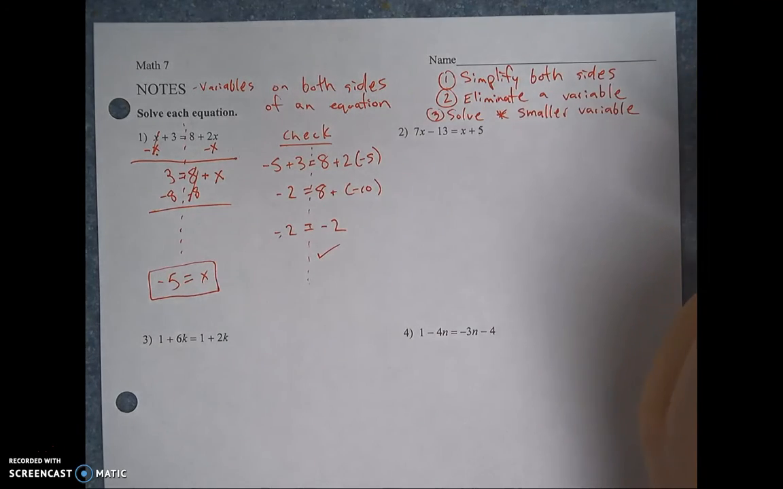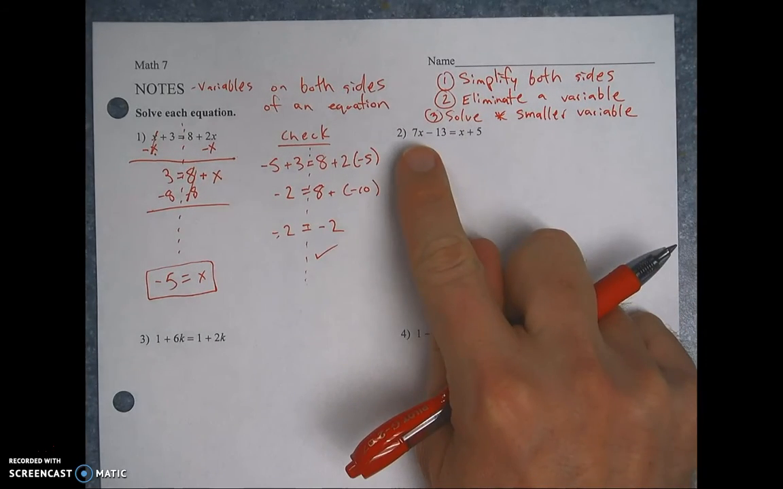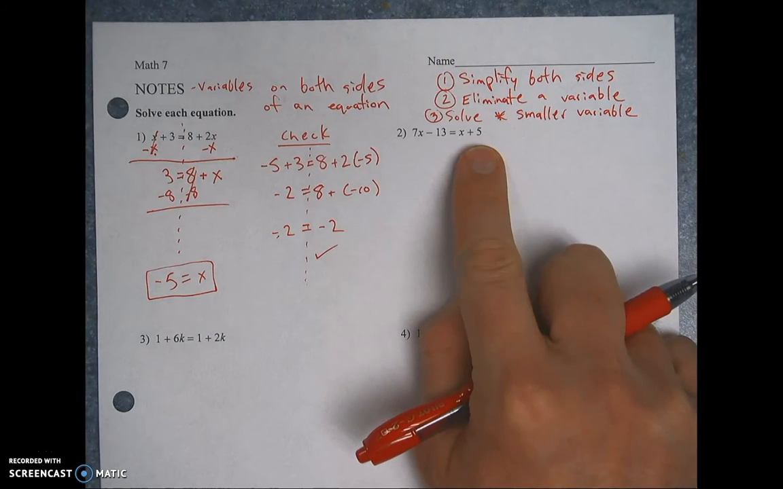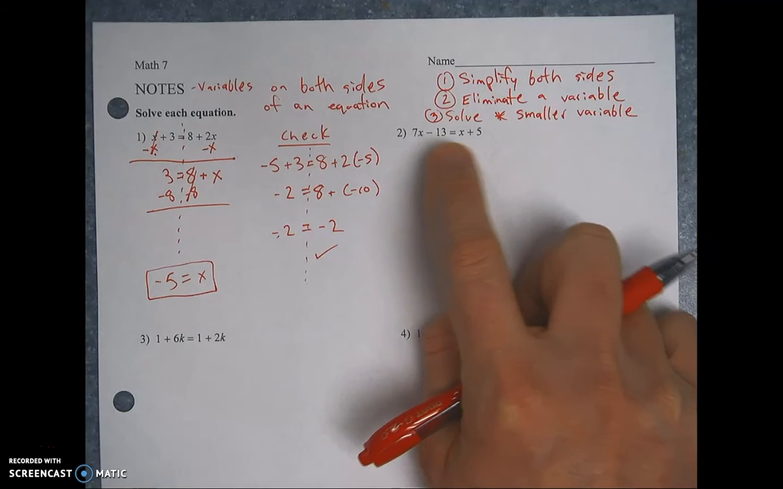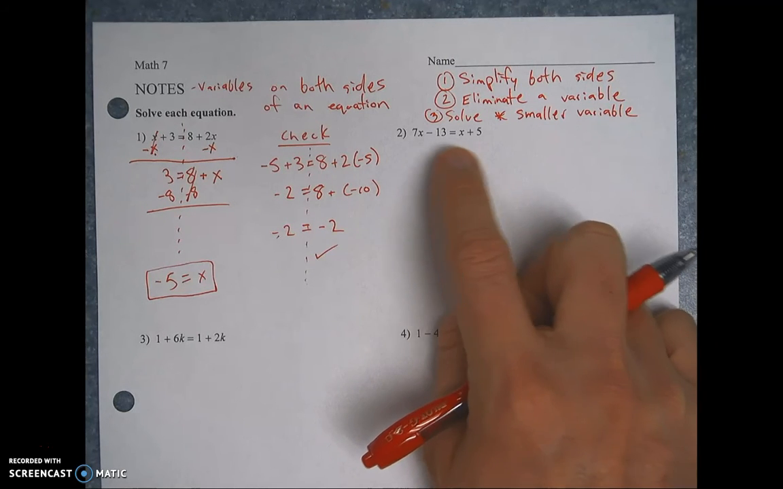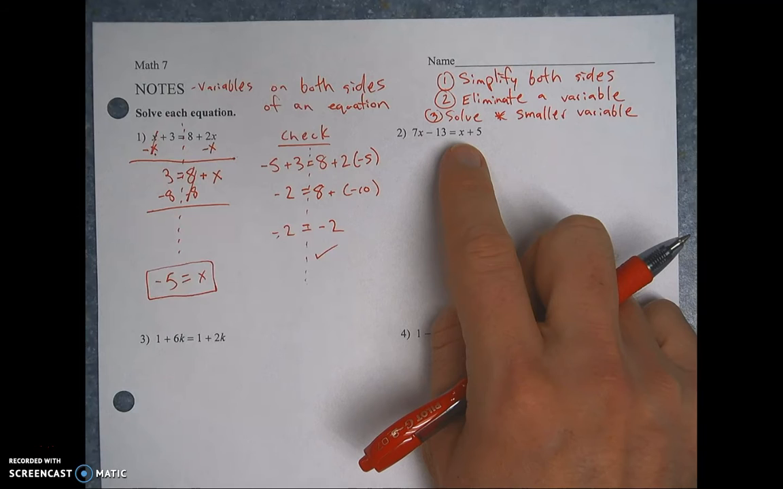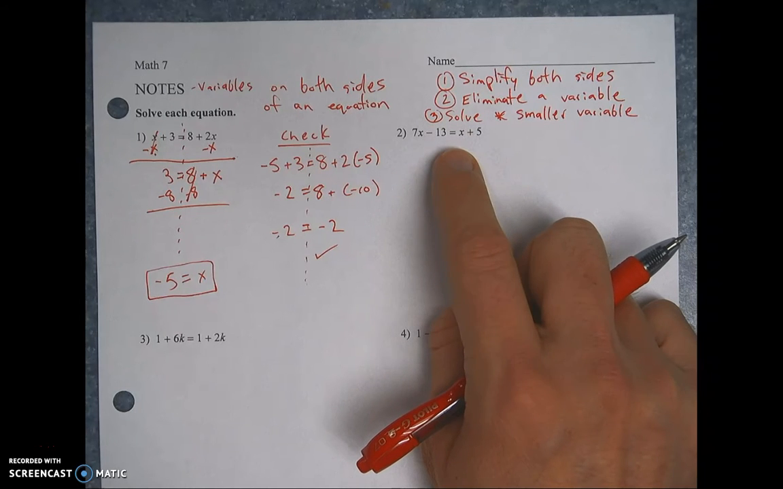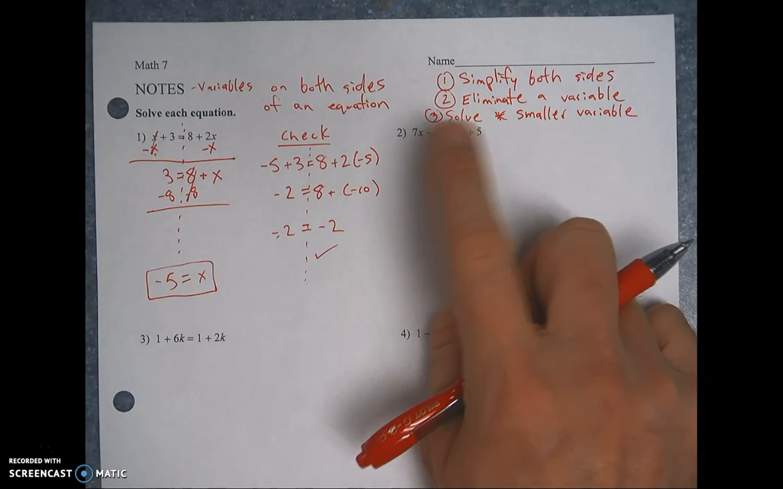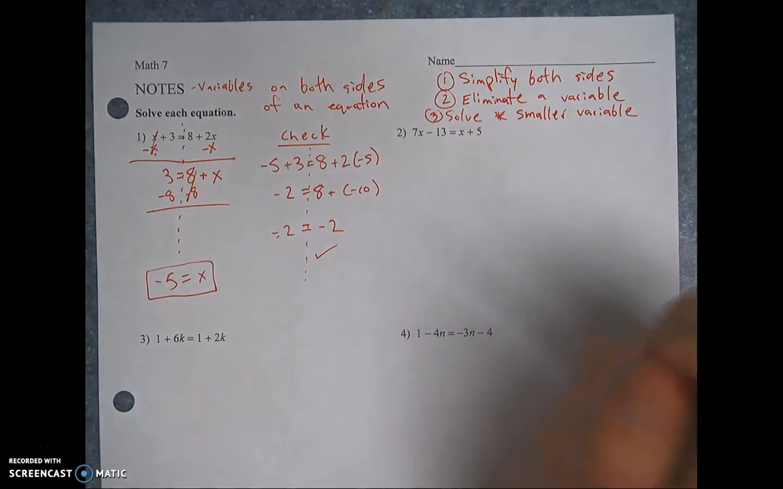All right, let's look at number 2. So number 2, I see fully simplified left side, fully simplified right side. But I have an x on both sides, which I don't want. So I want to get rid of one of them. The smaller one is the one that I want to get rid of. So I can take an x away from both sides of the equation, and I'm good to go.